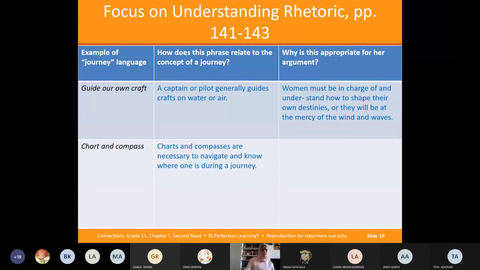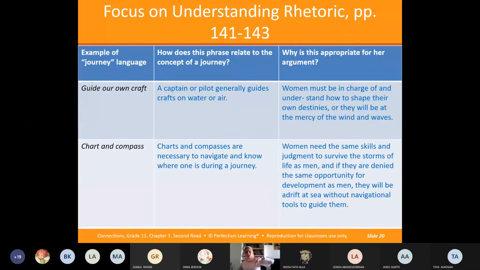Chart and compass to journey, I am comparing two things, chart and compass to journey, like what is like women need the same skills and judgment. This to this is like this to this. This is analogy. When I compare this to this and this to this, the sun to the sky is like my love to you. The moon to the sky is like my love to you. I compare two things and two things.